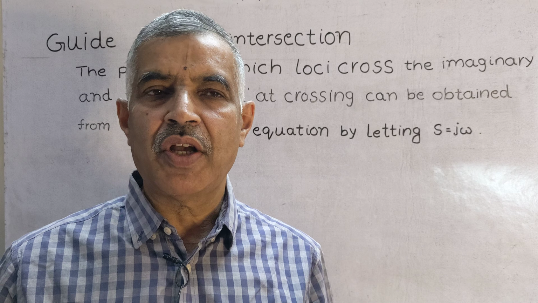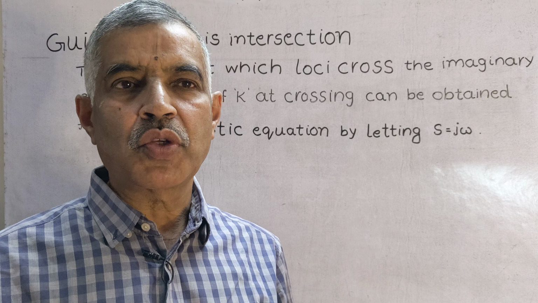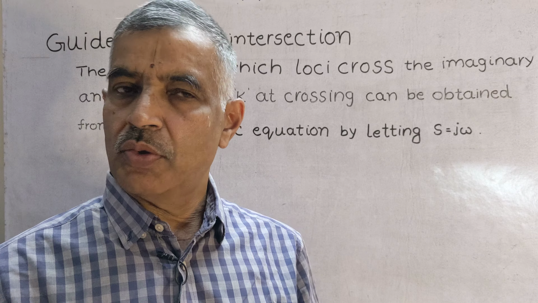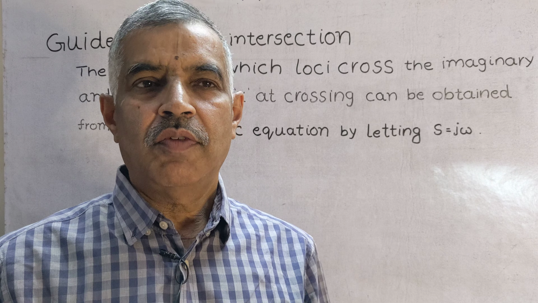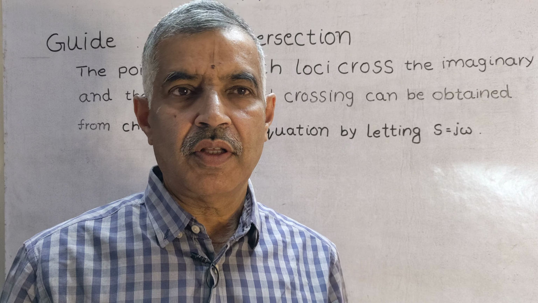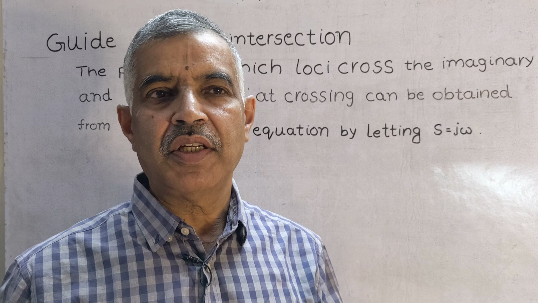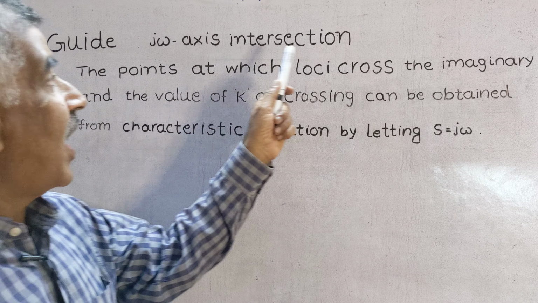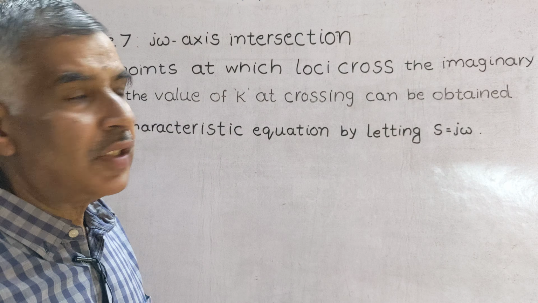Now the next guideline is j omega axis crossing. So how to find j omega axis crossing is a question. In most of the textbooks, they follow Root-locus criterion. You have gone through what is known as Root-locus criterion before taking up root locus. Most textbooks use Root-locus criterion, but I will follow this method. I think this method is easy for you. I think it is guideline number 7.